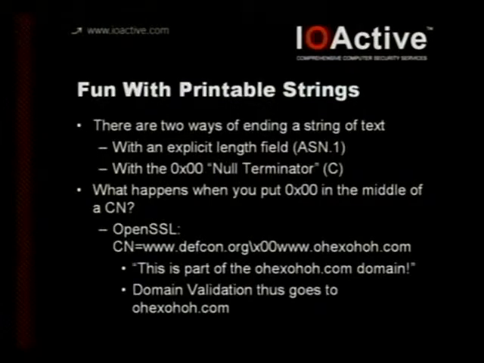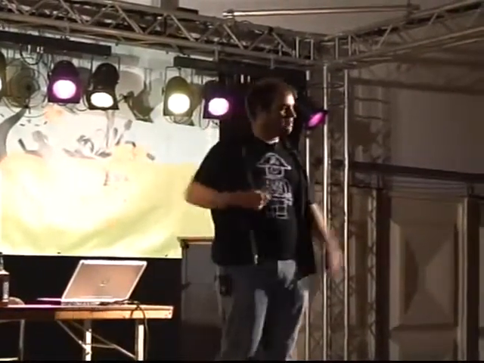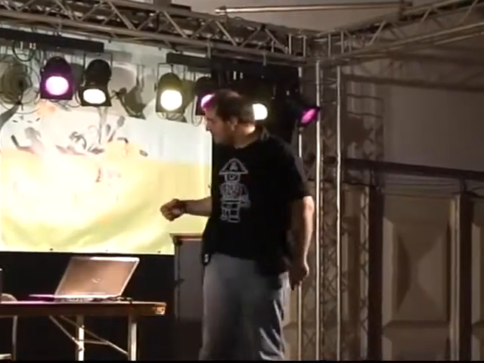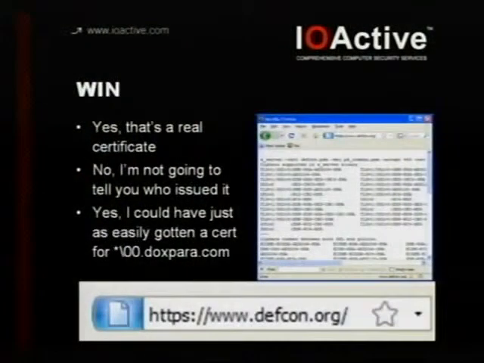www.0x00.com. Any certificate authority will see this as, oh, this name is part of 0x00.com. I'll go find out who owns 0x00.com, which happens to be me. But every browser sees that as www.defcon.org. The actual name validated stops at the null terminator.